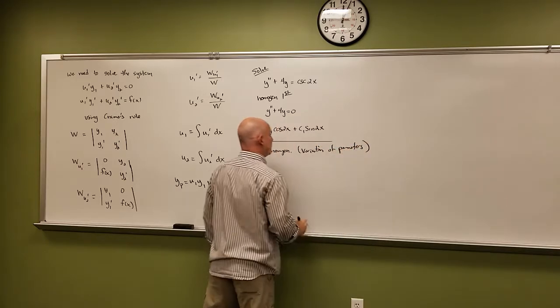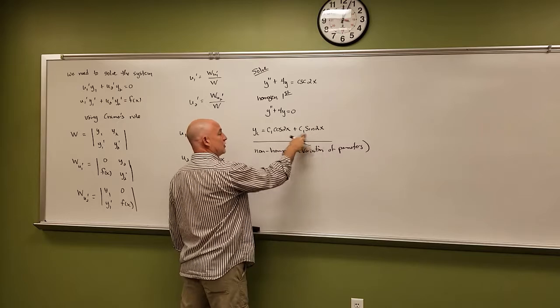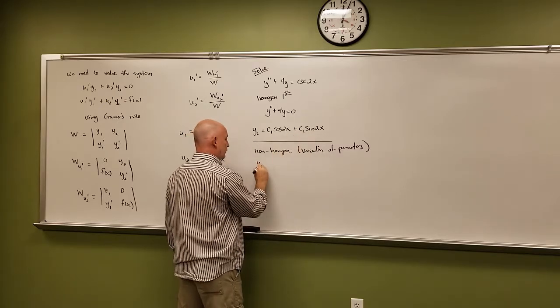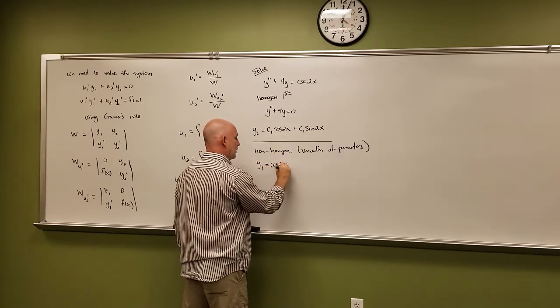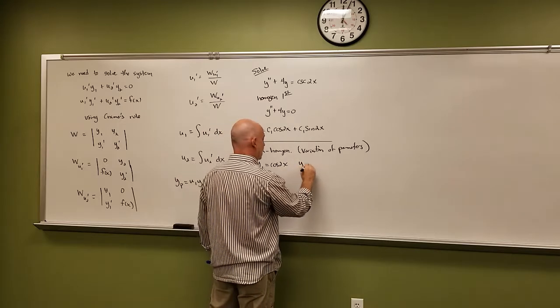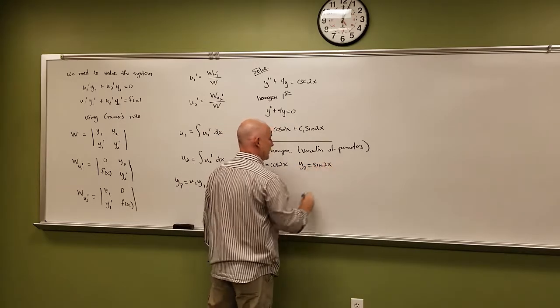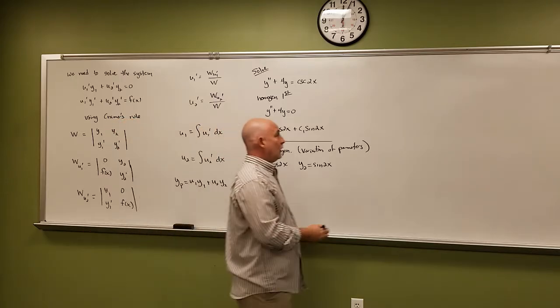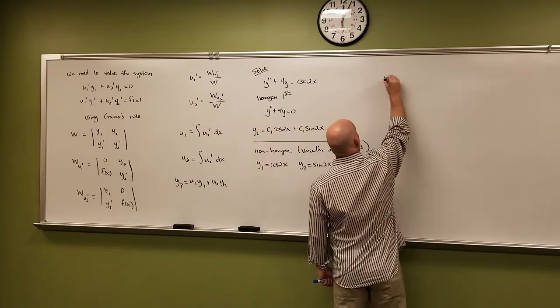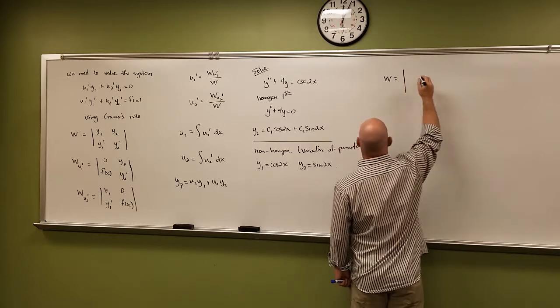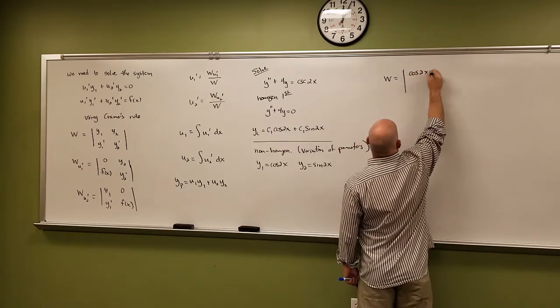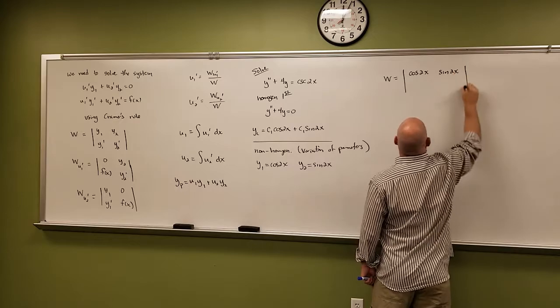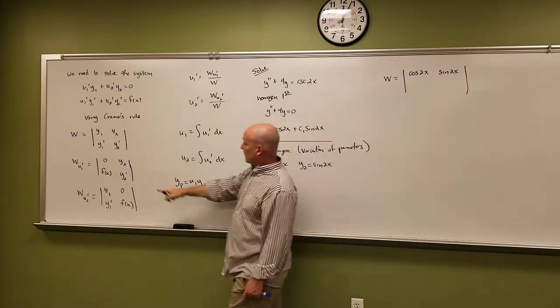Now for our variation of parameters, here are our two solutions for our homogeneous equation, which means y1 we're just going to say is cosine 2x, y2 is the sine of 2x. All right, let's find our three values now. So we're going to find the Wronskian of these basically. So it's going to be cosine 2x, sine 2x.